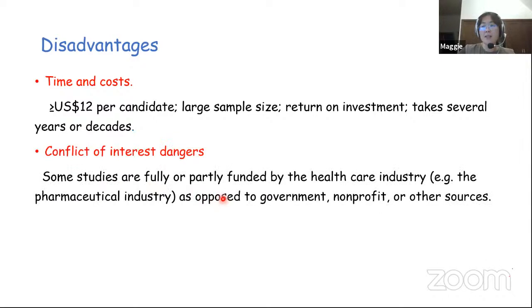And also conflict of interest dangers. Some studies are fully or partly funded by the healthcare industry, so they are more likely to want positive results. So sometimes they will include patients for whom it is much easier to get positive results. So this kind of thing will cause the conflict of interest danger.